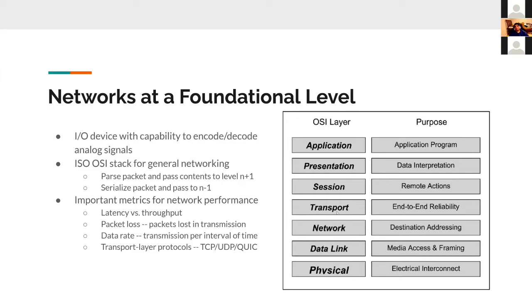And the most important one, the one that we'll be talking about most here, is the transport layer. Its purpose, as you can see, is end-to-end reliability, and it's the first component of the OSI stack that directly interacts with software, right? So at a foundational level, what goes on in each layer of the stack is that you parse a packet.